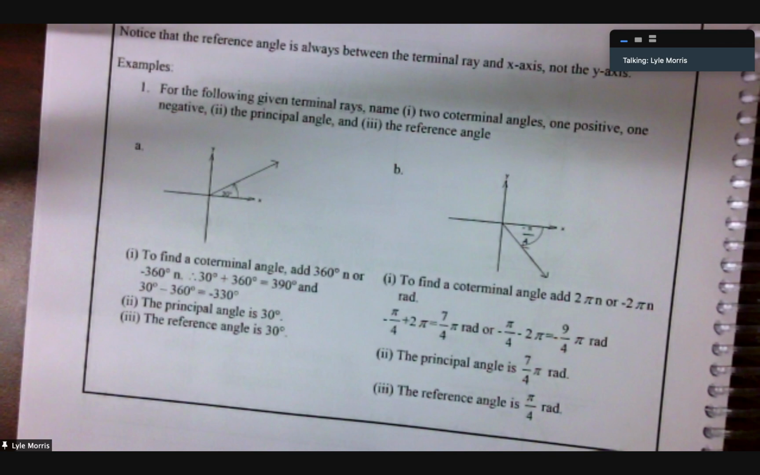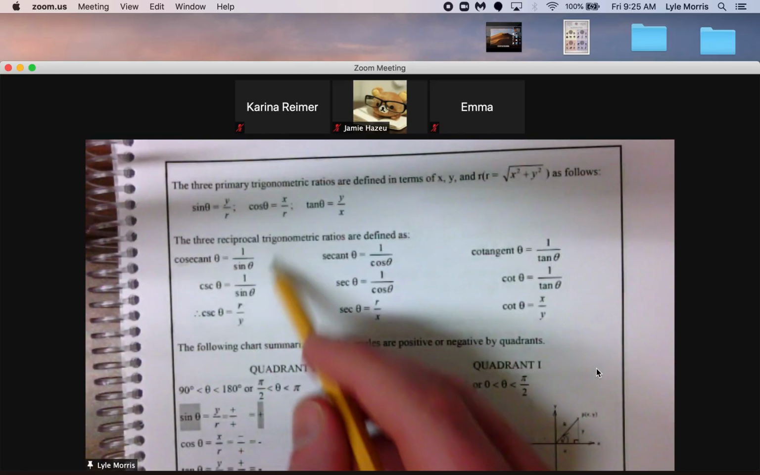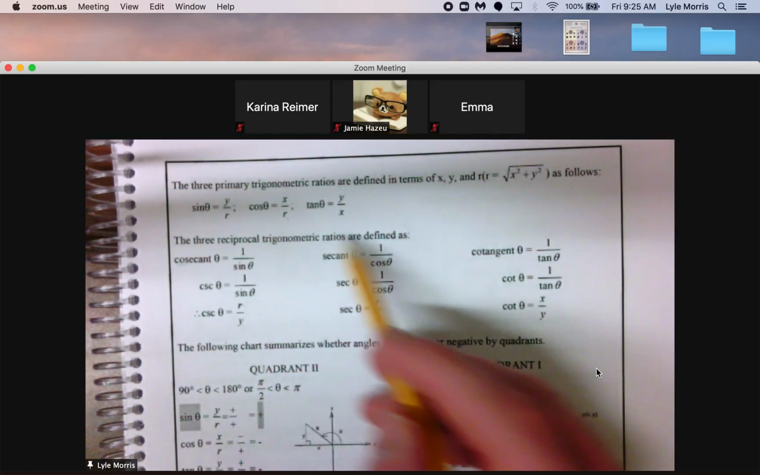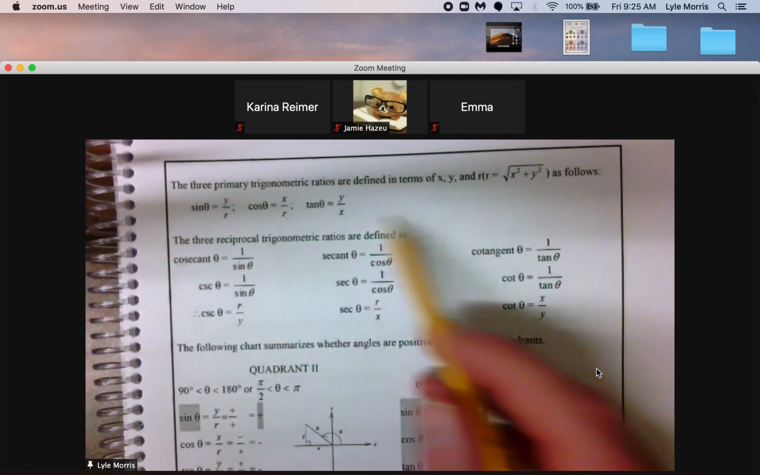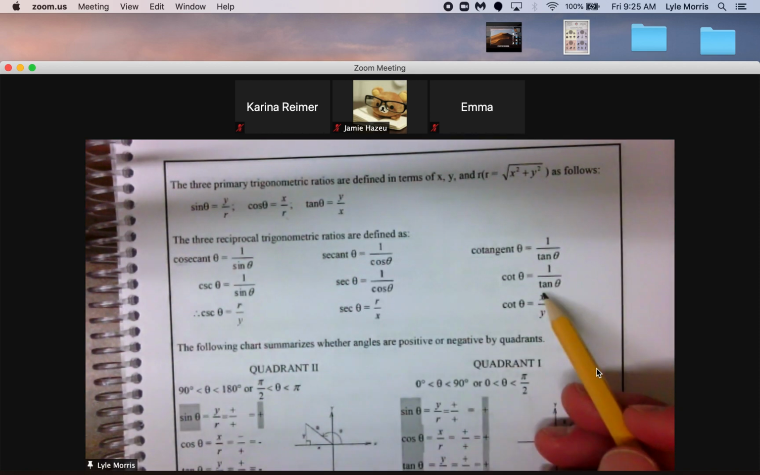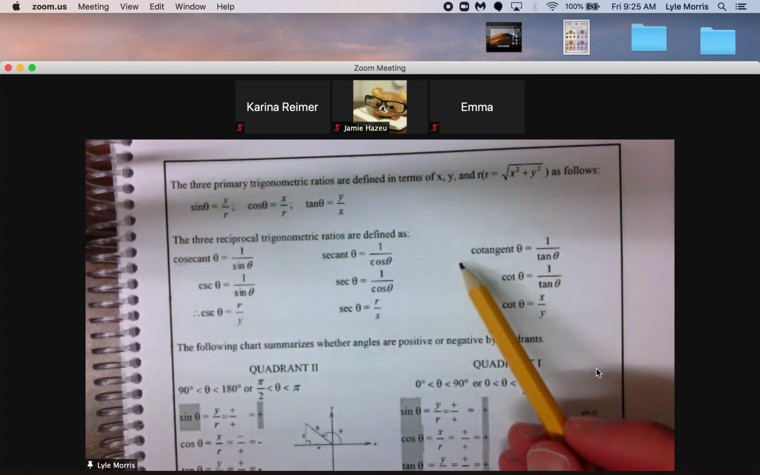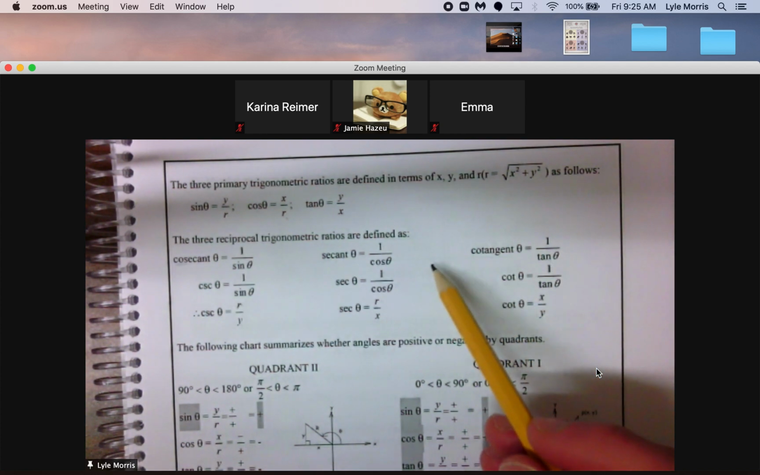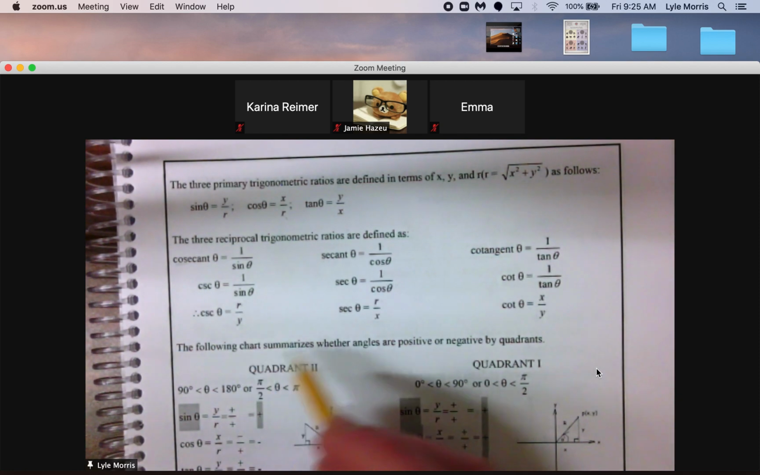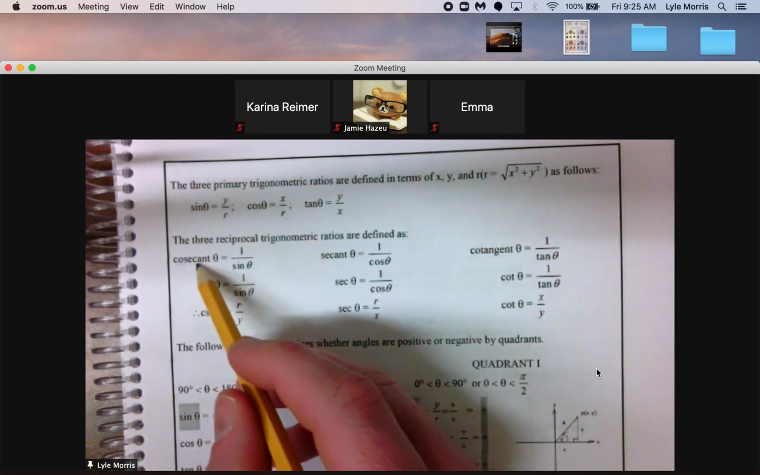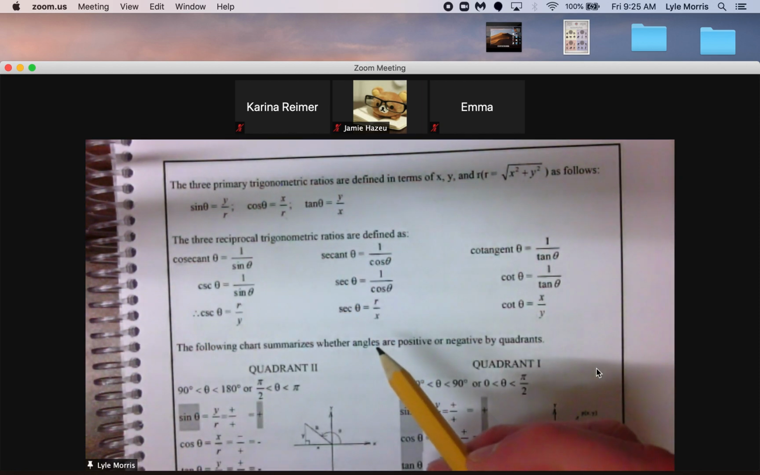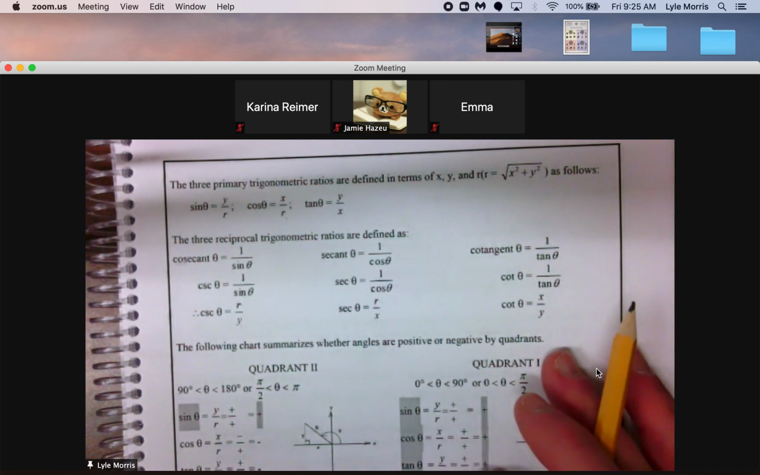And 1 over sine of theta would be the radius over y. Notice, sine is y over r, cosecant flips it, r over y. Cosine, x over r. Secant, r over x. Tangent, y over x. Cotangent, x over y. I was going to say you need to commit this to memory, but I think this is on the formula sheet. It just makes it way easier if you remember this. It's just remembering these two: that they are 1 over, and that cosecant goes with sine, secant goes with cosine.